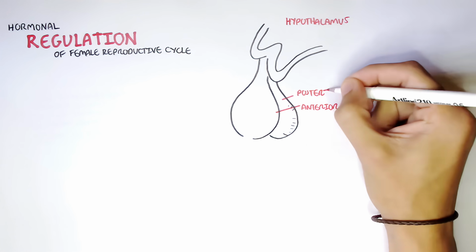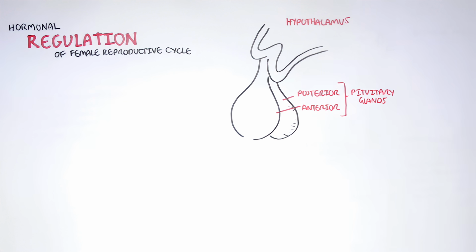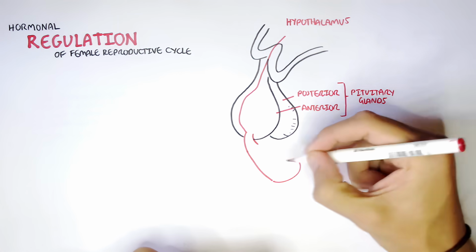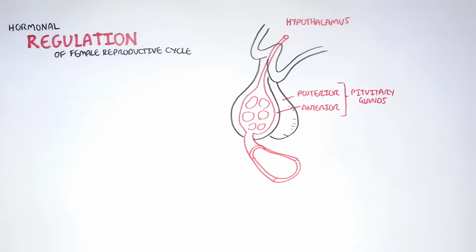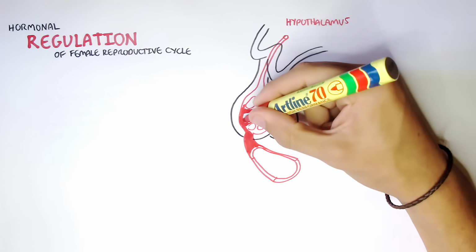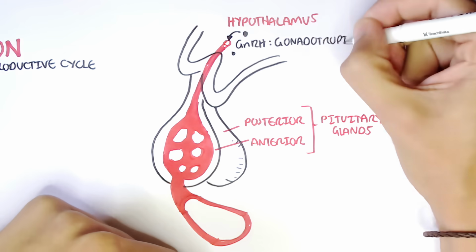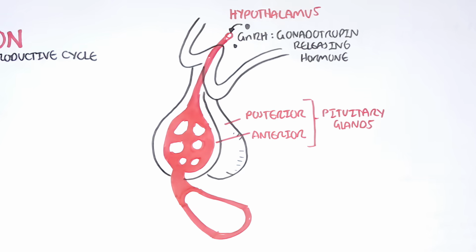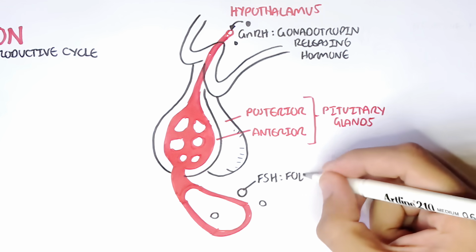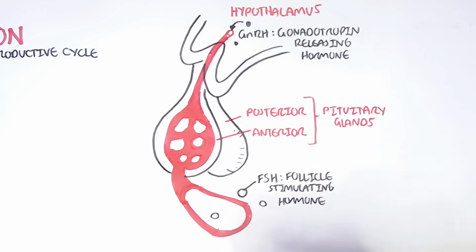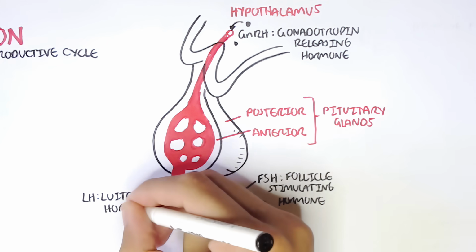So we begin with the hypothalamus and the pituitary glands, which are made up of the anterior and posterior pituitary glands. We'll be focusing on the anterior pituitary gland. The hypothalamus regulates hormones released by the anterior pituitary through the portal blood here. In the female reproductive system, the hypothalamus produces a hormone called gonadotropin-releasing hormone, which will travel here to the anterior pituitary via the portal blood. And it will cause the cells in the anterior pituitary gland to produce two important hormones known as FSH, follicle-stimulating hormone, and LH, luteinizing hormone.